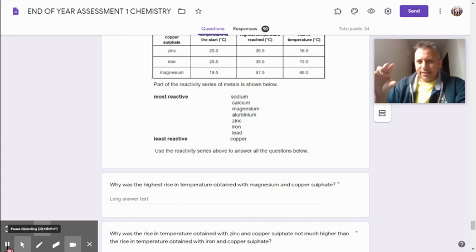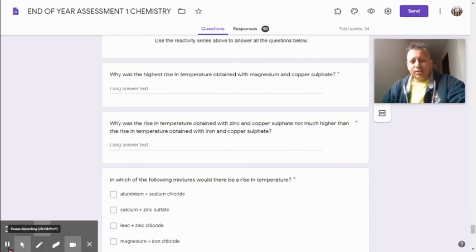Of course, let's make it clear that the energy that's released in each of these reactions may not necessarily be the same, but a large amount of energy is released into the surroundings when you have a large difference in the position of the metals in the reactivity series. So that should answer the next question as well. Why was the rise in temperature obtained with zinc and copper sulfate not much higher? The reason is that they're very similar in reactivity. You would expect a very small amount of energy to be released through these exothermic reactions, so you wouldn't get that spiral of temperature shooting up as time passes.